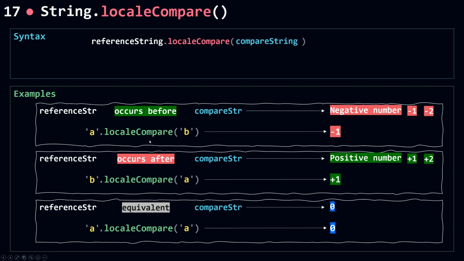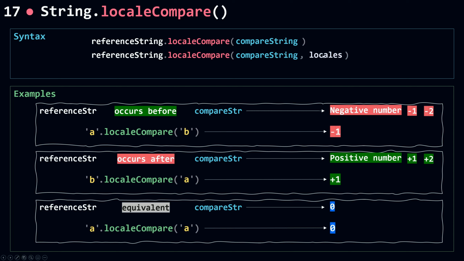So how do I remember this? Let's think about these as numbers. So for example, 1 comes before 2. If I do 1 minus 2, this will return a negative number. But if this was 2, then 1, so 2 occurs after 1, 2 minus 1 will be a positive number. So that's how we remember how localeCompare works.